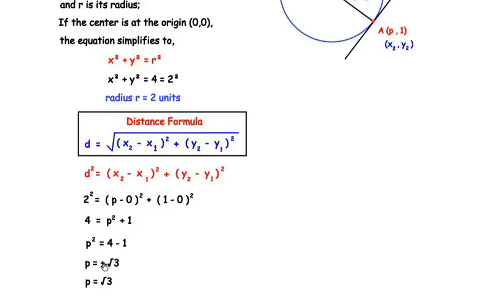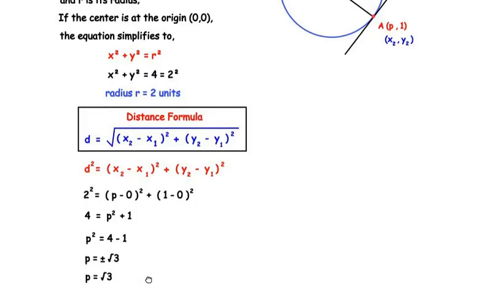So we get p value as plus or minus square root of 4 minus 1, which is 3. Now in the question it was mentioned that the value of p is greater than 0. So here we are going to consider only the positive value of p. That is, the value of p is going to be square root of 3.